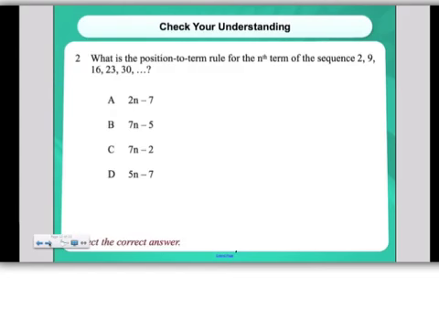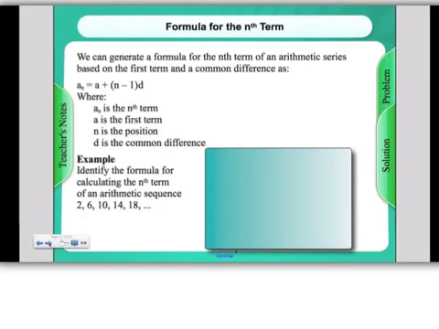But you're also going to sometimes see sequences like this where the position to term rule might be a little bit more complicated. So how could we figure that out? We can use the formula for the nth term of a sequence. This is that formula, which should definitely be in your notes, as should this information here. So a sub n is a plus n minus 1 times d, where d is the common difference, n is the position of the term you're looking for, a is the first term, and a sub n is the nth term. So let's take a look at an example to see how that goes.